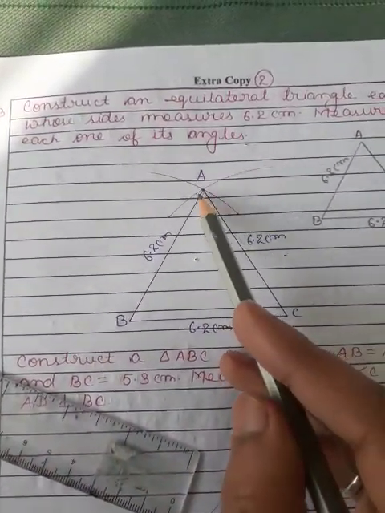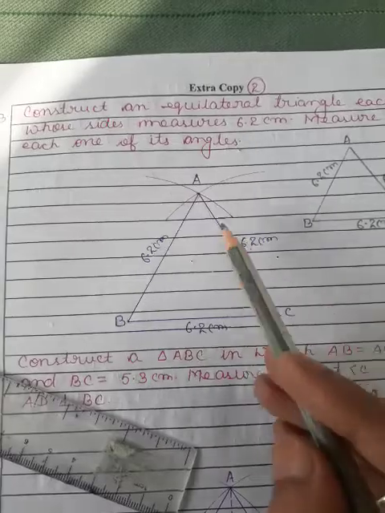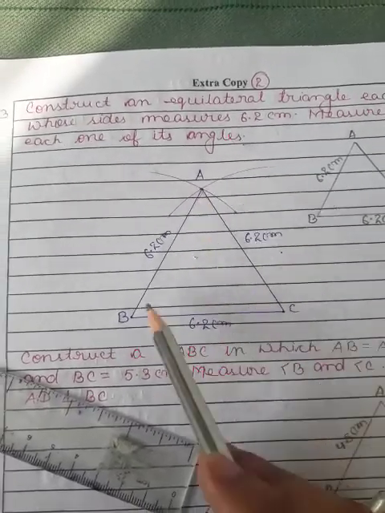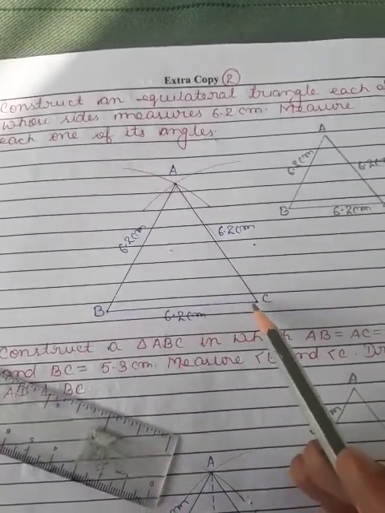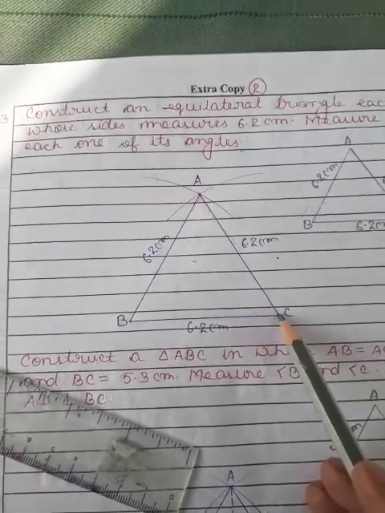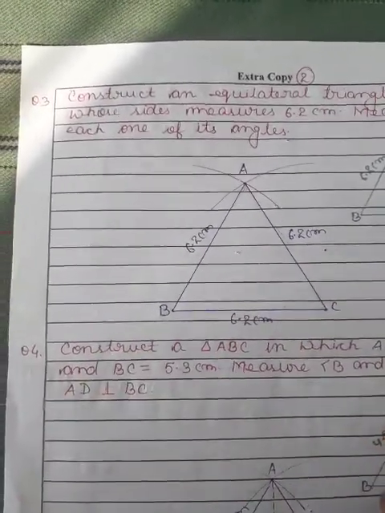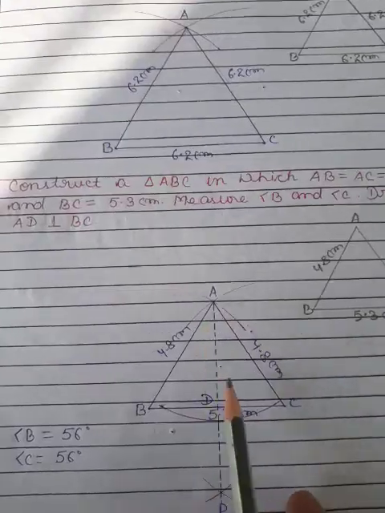In an equilateral triangle we know all angles are 60 degrees. So angle A will be 60 degrees, angle B will be 60 degrees, and angle C also will be 60 degrees. So this is question number 3. Now question number 4.